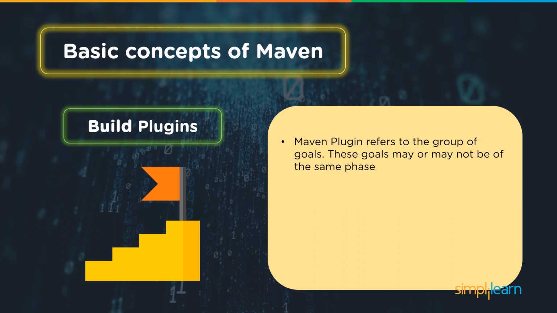Now, usually when we go for Maven, we have to use a couple of Maven plugins. The goal of using these plugins is to automate some of the basic stuff like compilation, creating the war file, creating the jar file.